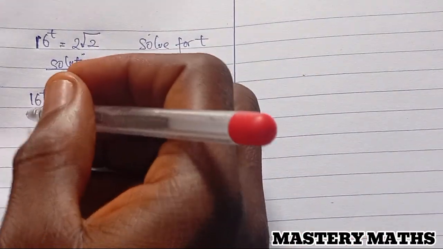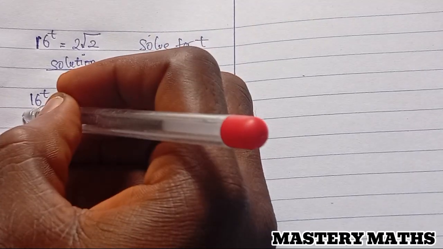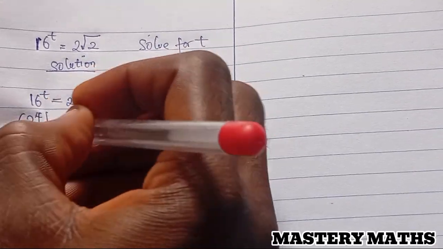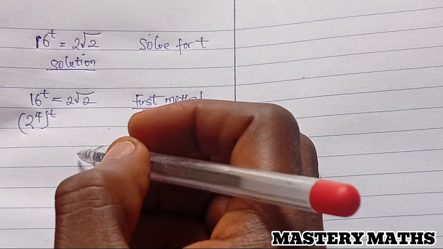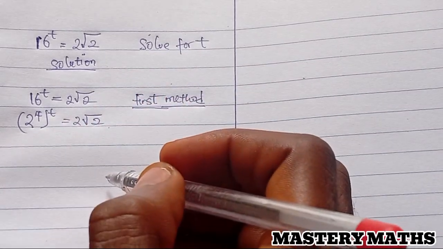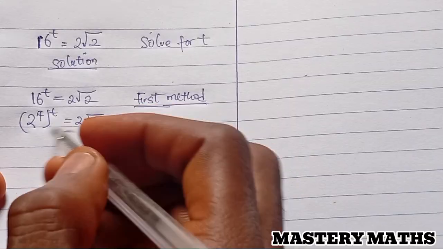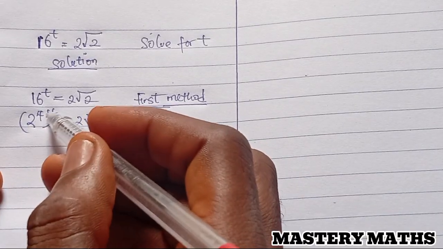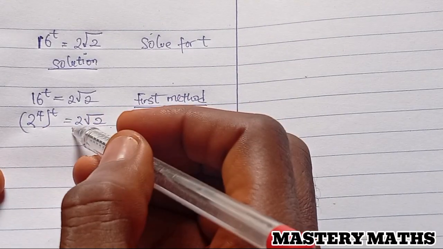You have your 2 raised to the power of 4, your t outside. Then you're equal to 2 raised to the power of 2. You see it now? Now, they have the same base. 2 raised to the power of 4 raised to the power of t equal to 2 raised to the power of 2.